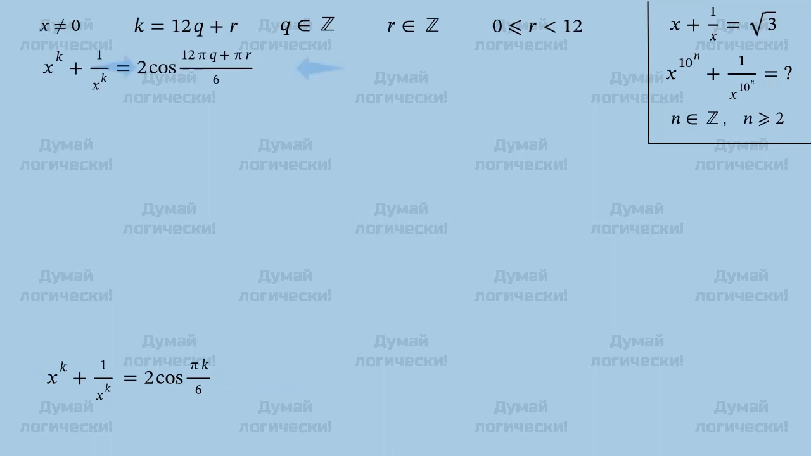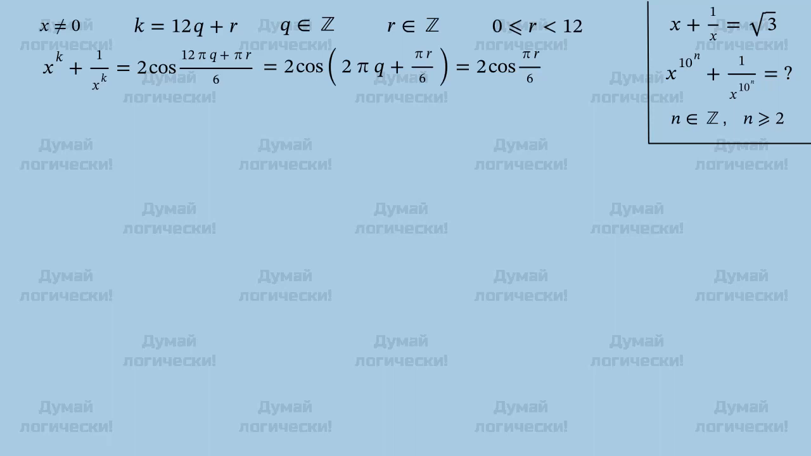Now we can divide the fraction term by term and get 2 pi q plus pi r over 6 under cosine. Since 2 pi as well as any multiple of 2 pi is a period of cosine, term 2 pi q can be dropped, and we are left with just 2 times cosine of pi r over 6, where r is the remainder of dividing k by 12.